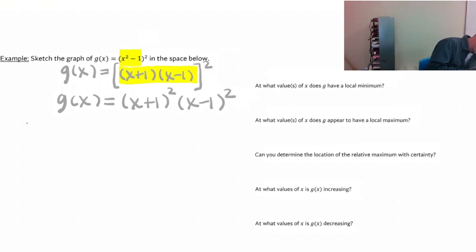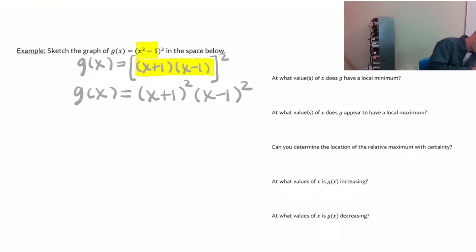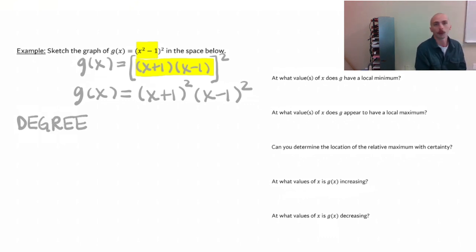First, I need to think about the degree and the leading coefficient of this polynomial. So the degree here is going to be 4, right? Because if I squared x plus 1, I'd have x squared plus some other stuff. And if I squared x minus 1, I'd again have x squared plus some other stuff. Then if I multiply those together, I would have x squared times x squared, which is x to the 4th, plus a bunch of other stuff. So this is going to be degree 4. The leading coefficient is going to be 1 because, well, what else could it be?